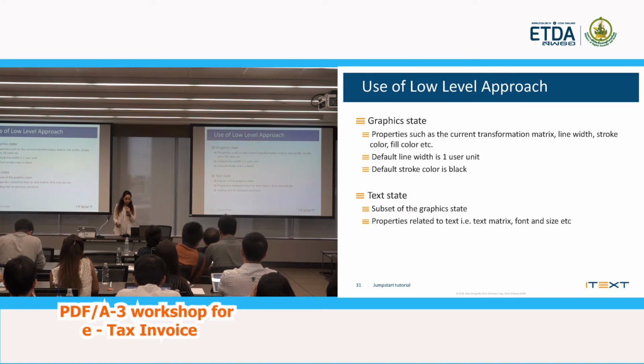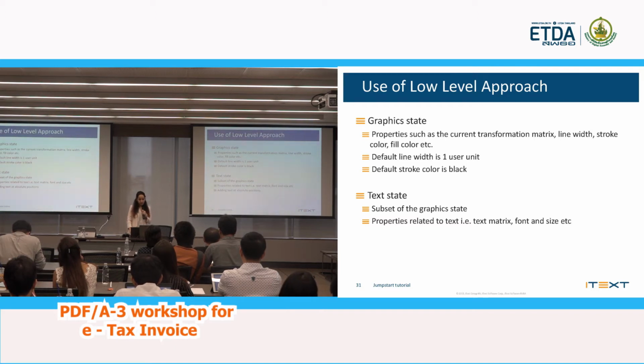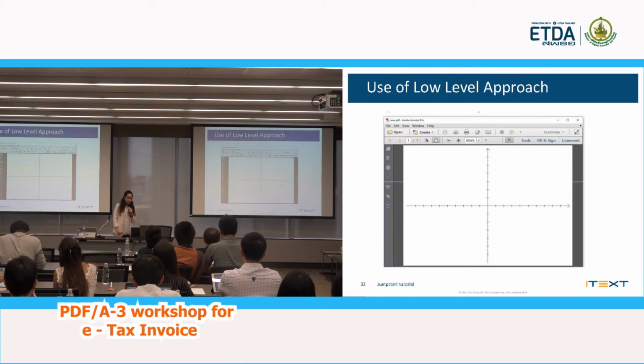There's another concept that we'll be discussing here, which is graphic state, which allows for manipulation of your coordinate system. So you can transform and translate your coordinate system. You can control the line width, stroke color, fill color. Let's look at one of the examples.